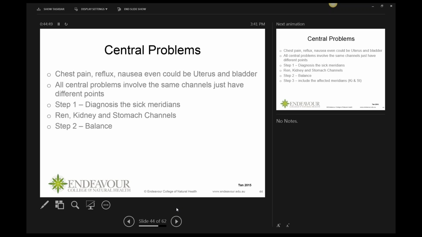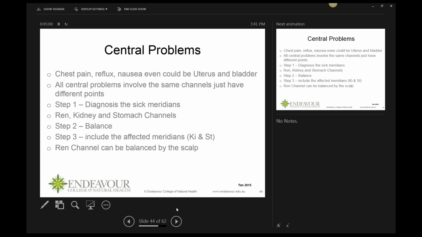So then step 2, we balance it. We include our affected meridians. So we definitely said that kidney was involved, and we definitely said that stomach was involved. The Ren channel, he used the scalp to balance it. So this is how he balances the Du channel. Or you could do it on the Du channel on the back.